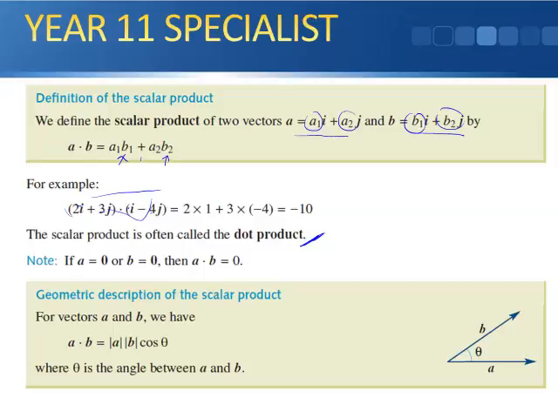Geometric description of the scalar product. For two vectors a and b, a.b equals the magnitude of a times the magnitude of b times cos theta, where theta is the angle between a and b.